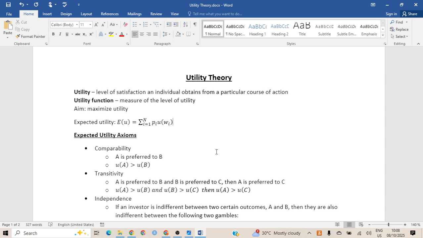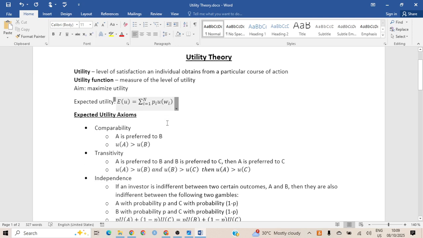So, utility is the level of satisfaction an individual obtains from a particular course of action. The utility function is just the measure of the level of utility, and with this, the main aim of any investor is to maximize the utility. The expected utility is a summation of the individual probability multiplied by the individual utility of wealth. From there, we'll go on to look at the expected utility axioms.